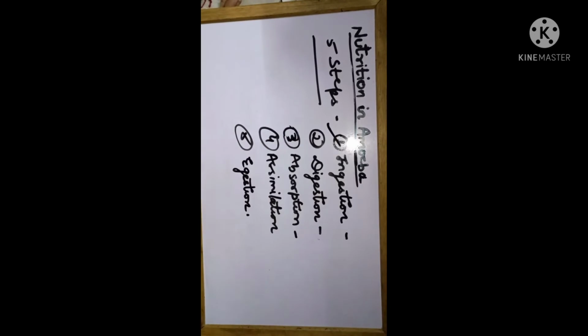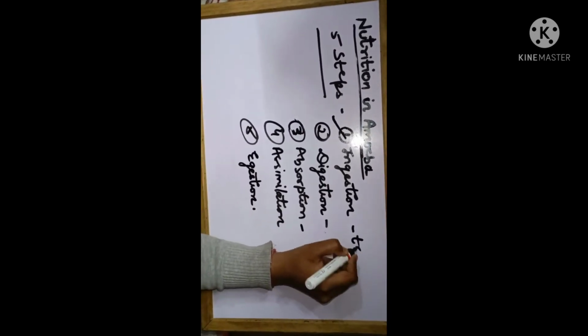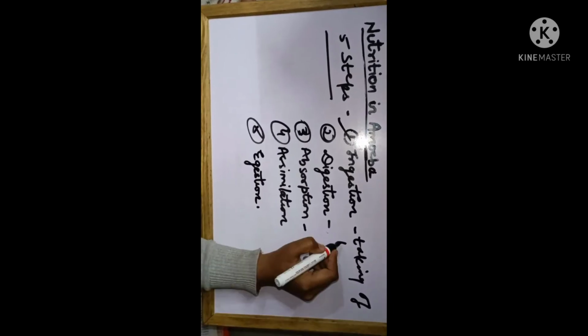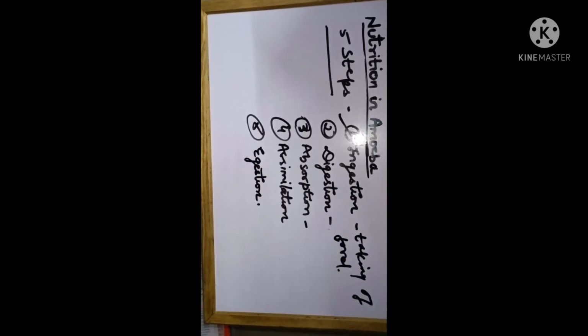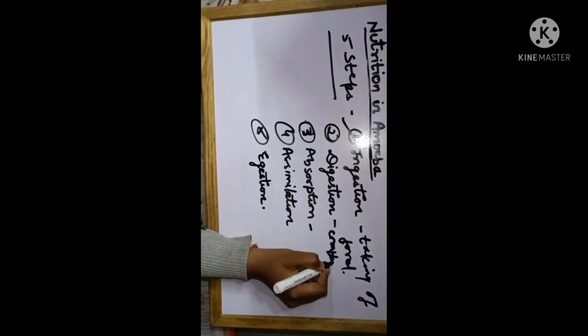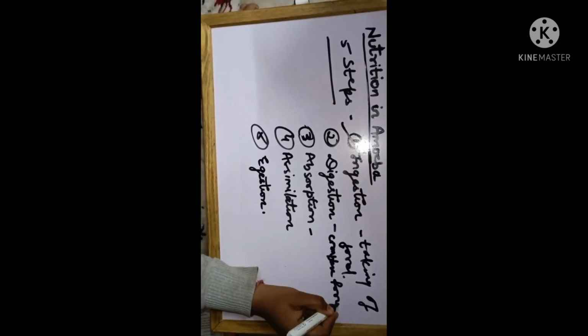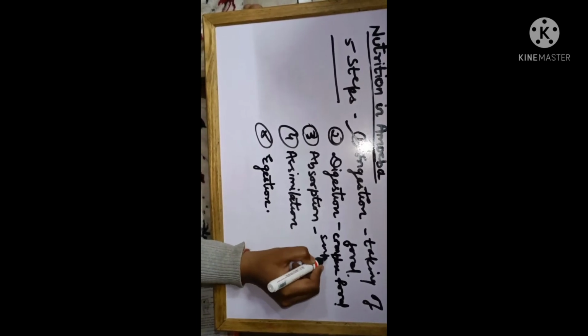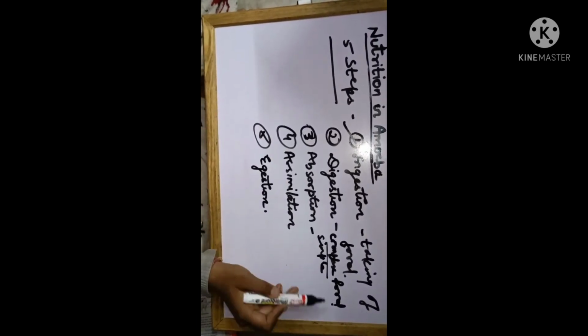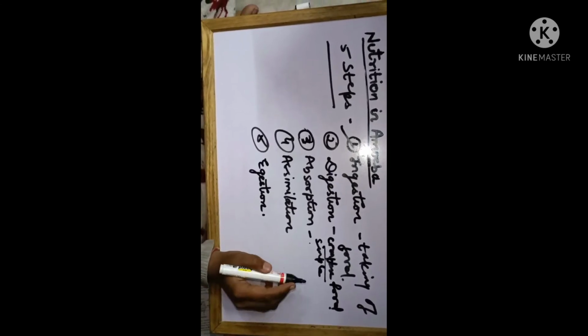Number 1 is ingestion. Ingestion means taking in of food. So the process of taking in of food is known as ingestion. Then digestion. Digestion is conversion of complex food. The food which we take from outside of the body is in the complex form. So the process of conversion of complex food into the simple is known as digestion.